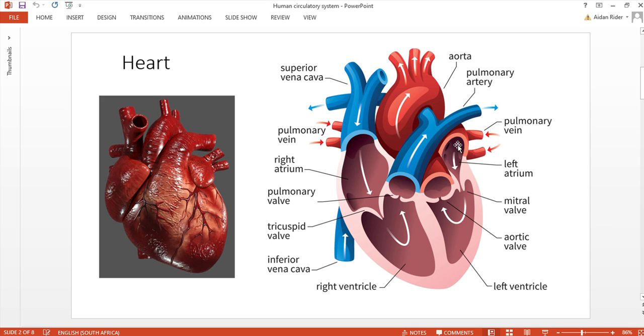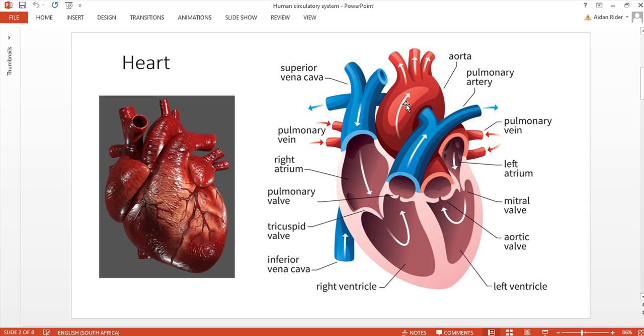Okay, so then it comes into the left atrium, through here to the left ventricle, and then it leaves again through the aorta. So from here it would go to the rest of the body, to the limbs, to the brain, everything in the body that needs oxygen.